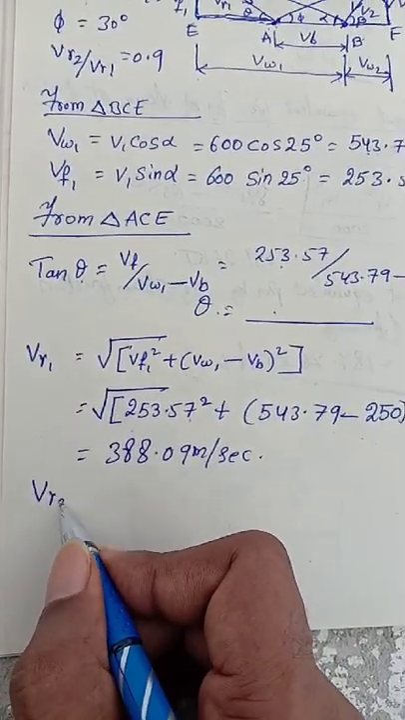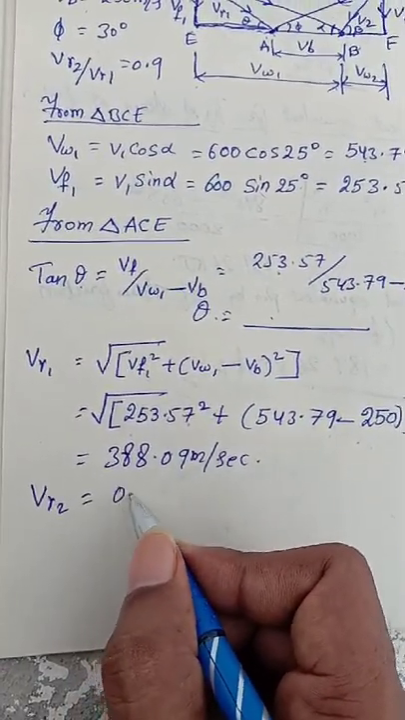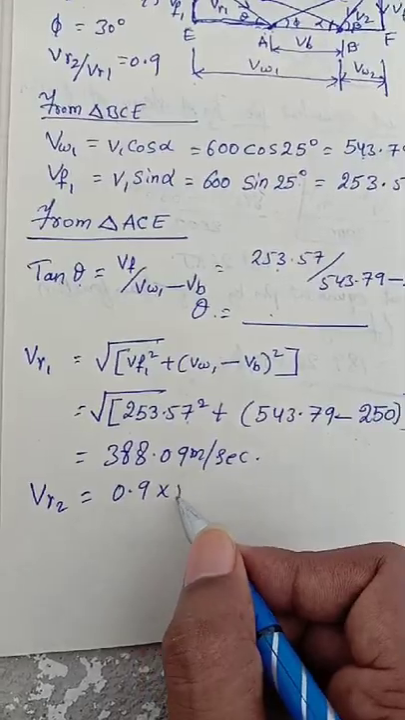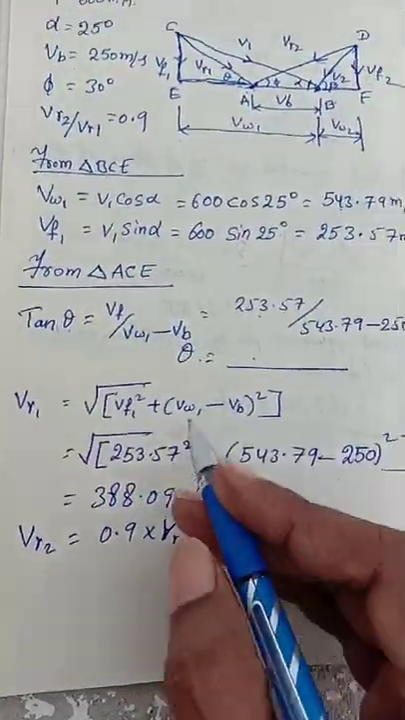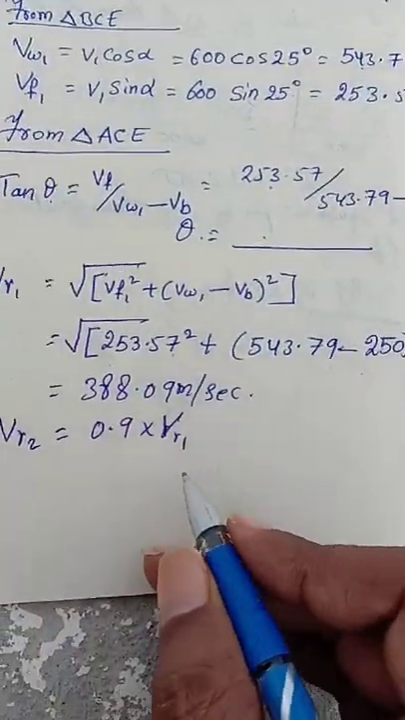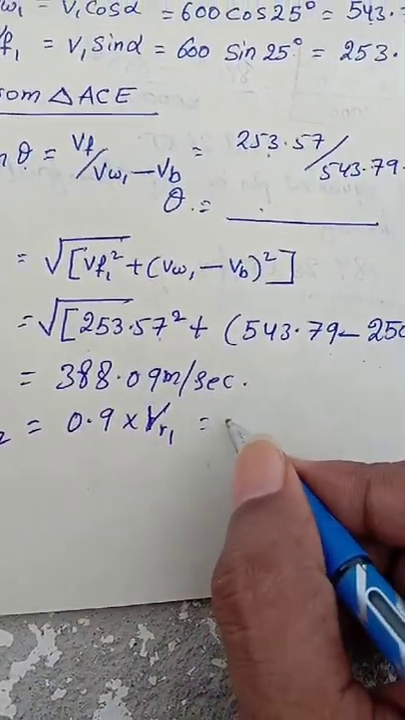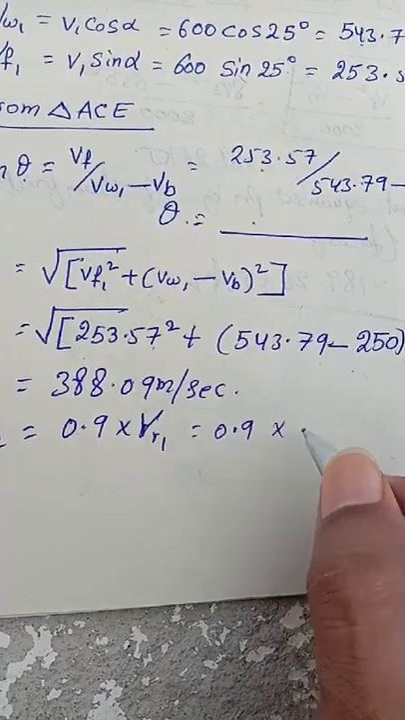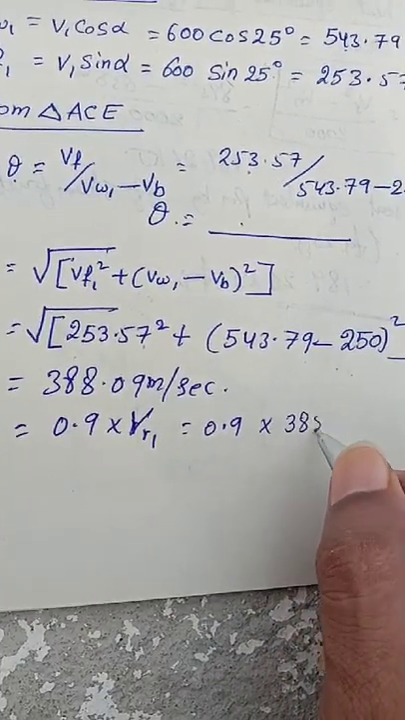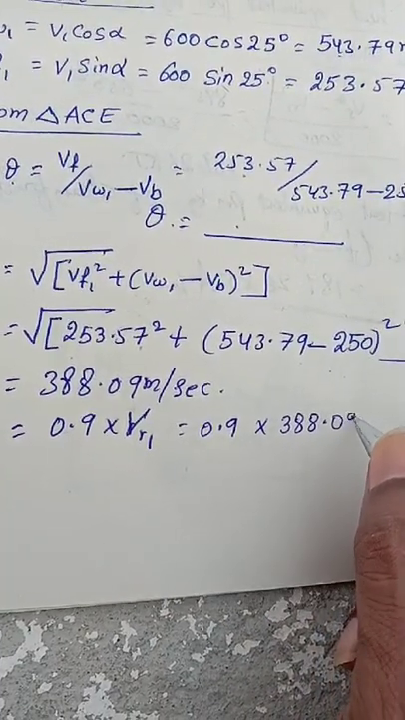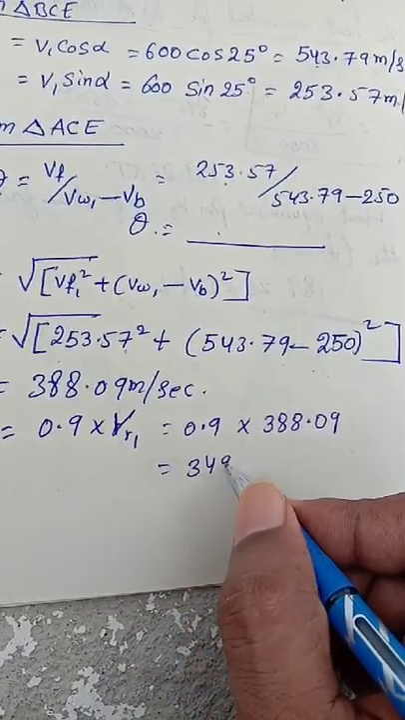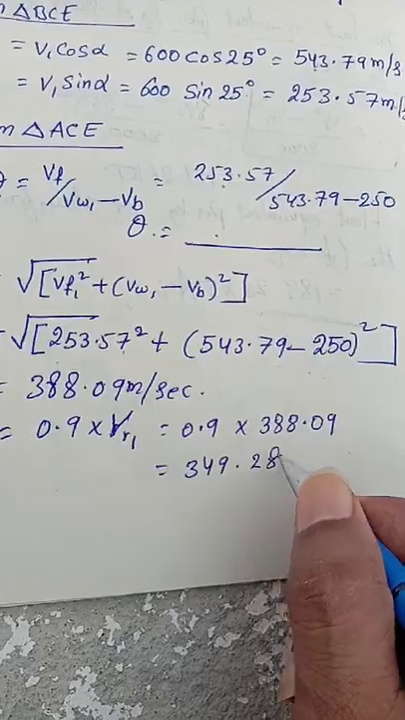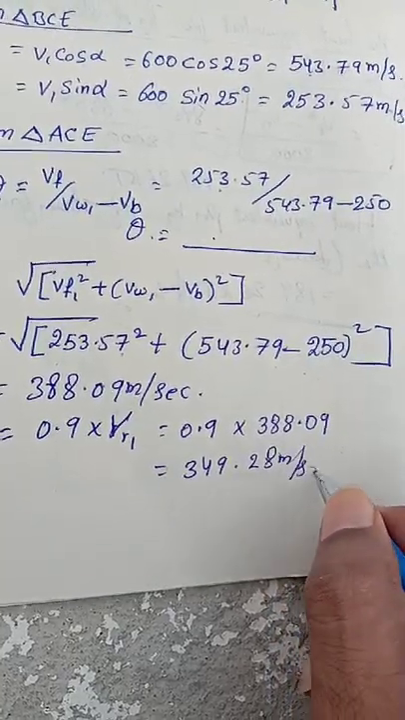Now we go for VR2, which is 0.9 into VR1. Why? Because the ratio is given. So now 0.9 into 388.09. So then here we get 349.28 meters per second.